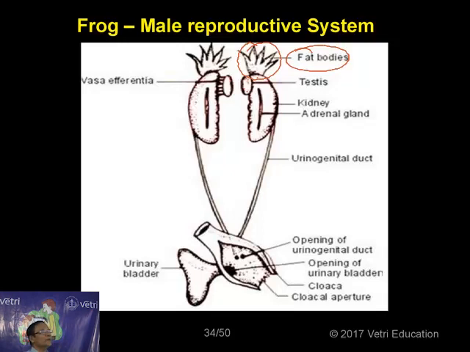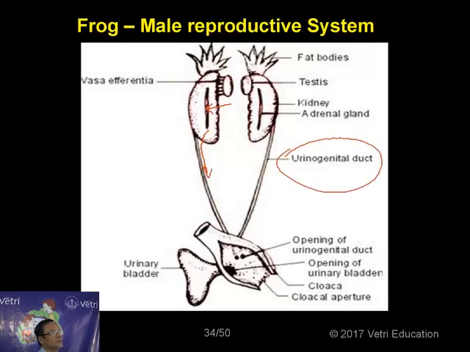Now, a number of minute ductules, 10 to 12, arise from the testis. What I mentioned here, this is what we call the vasa efferentia, and these 10 to 12 tubules arising from the testis open into the kidney. There we have a canal, what is called Bidder's canal, into which the vasa efferentia open. From the Bidder's canal, the reproductive materials are sent out through the urinogenital tract.